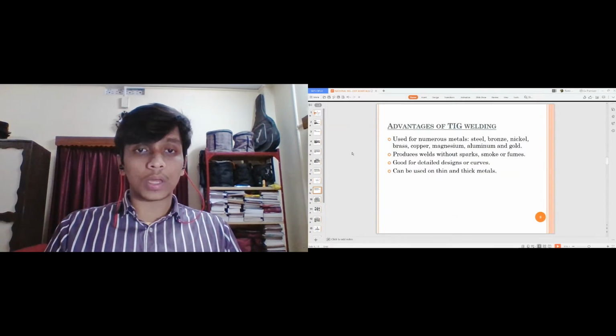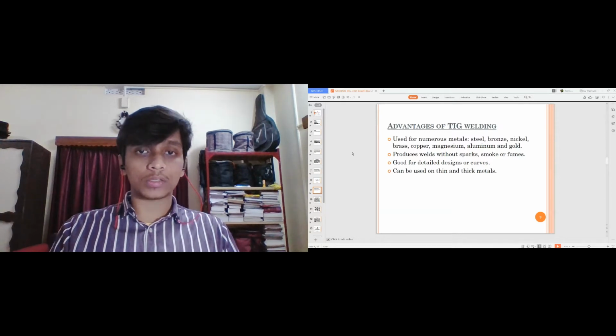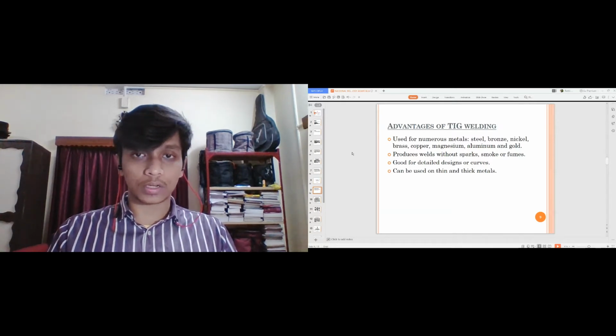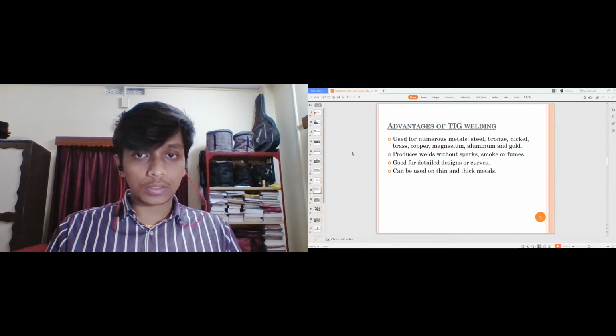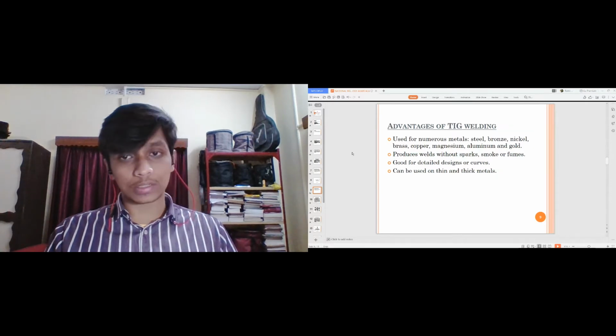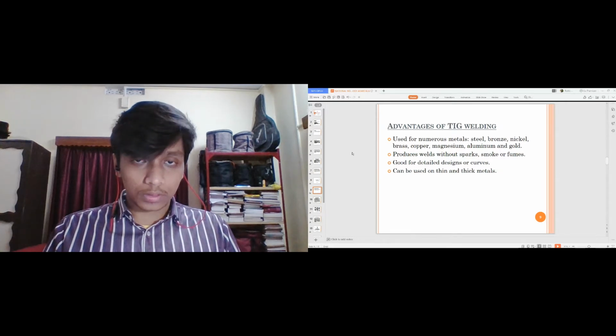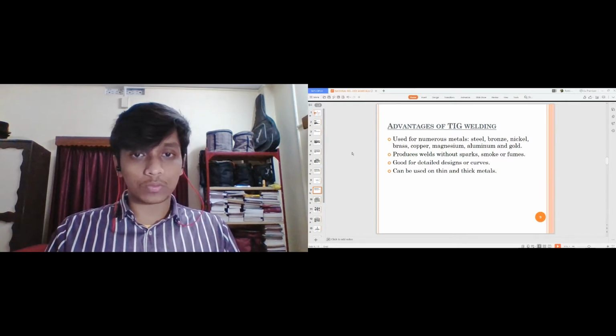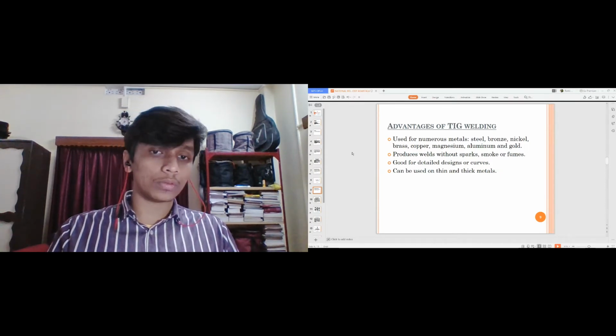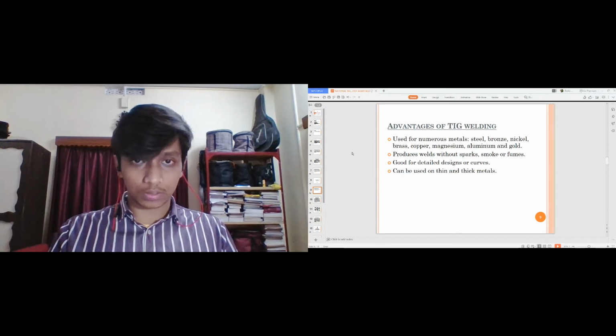So this was our setup, and now we will explain the advantages of TIG, or tungsten inert gas welding. Tungsten inert gas welding is used for numerous metals: steel, bronze, nickel, brass, copper, magnesium, aluminium, gold. TIG welding produces welds without any sparks, smoke, or fumes. It is very good for detailed designs or curves, and it can be used on both thick and thin metals. Therefore, we can see that TIG welding is a very efficient process.